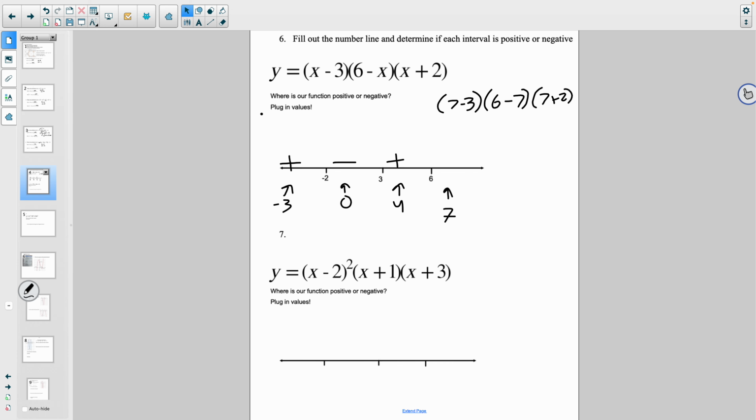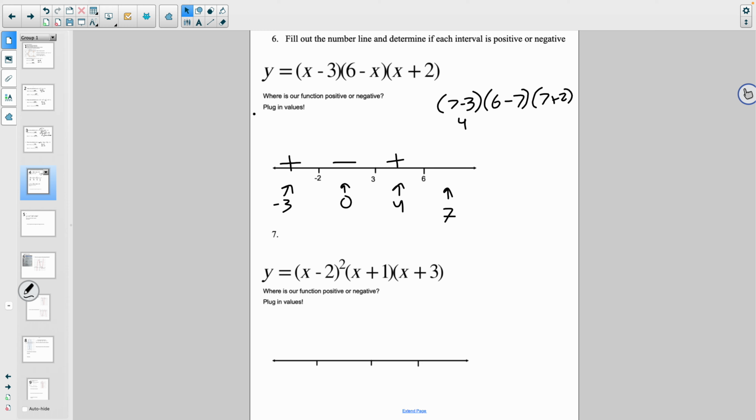We have 4, negative 1, and 9, right? Here I have 1 negative, so this will be negative, right? Now I can fill out the rest of my sign chart, right? Here, boom. We know we're going to look like this.